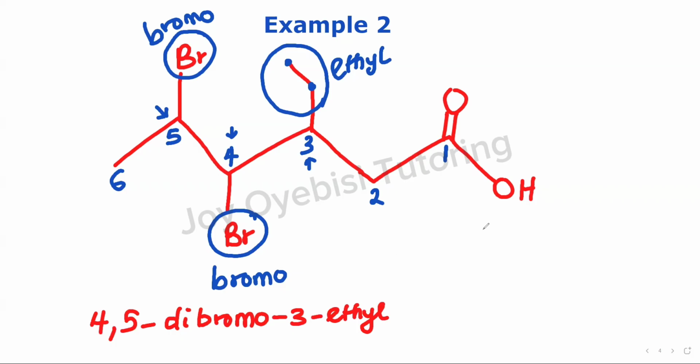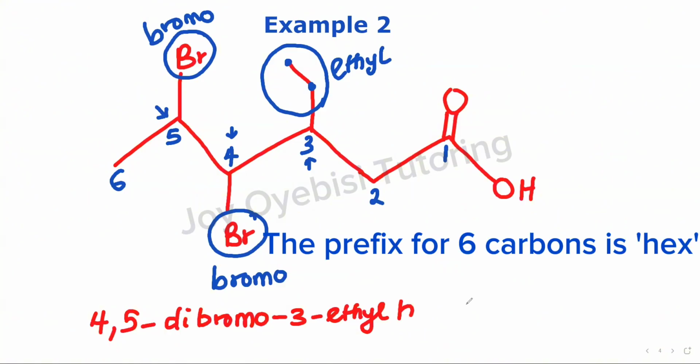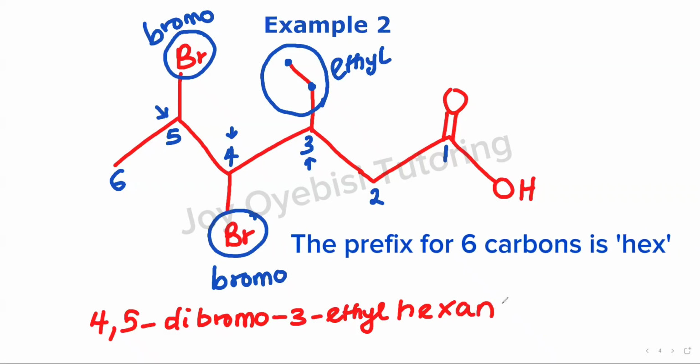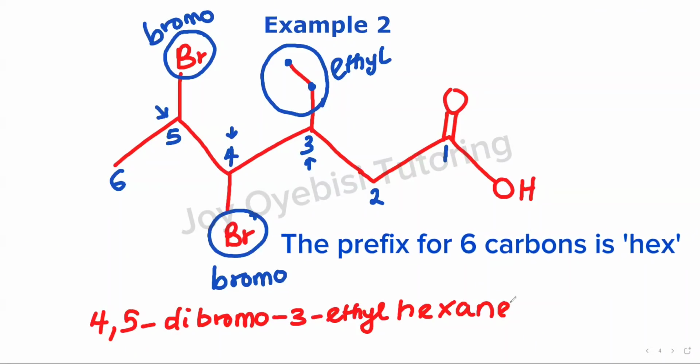And then the longest continuous carbon chain is 6. So we're going to name this as if it's an alkane, to make it hexane, without the E.